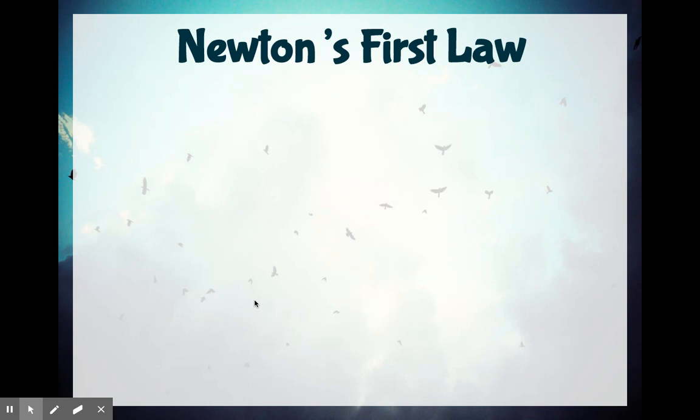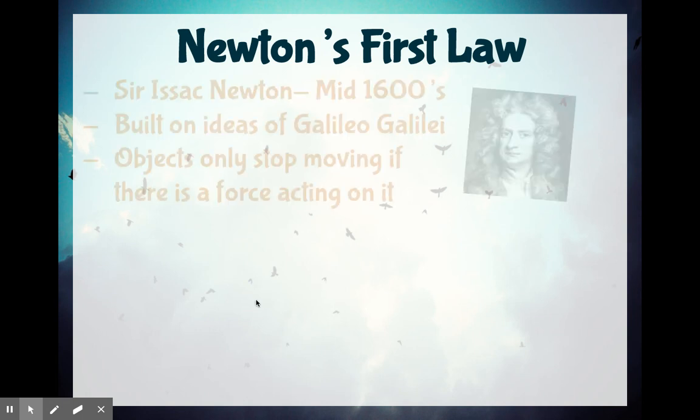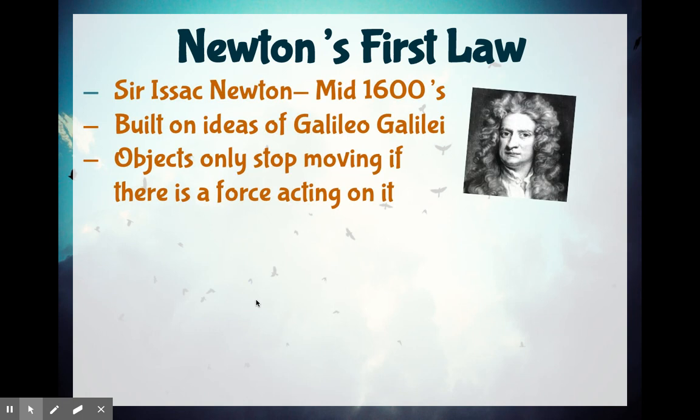So we're getting into Newton's first law of motion. This is on the back side of that, and please write down the laws of motion when we get there. First, I do have a little bit about Isaac Newton. Sir Isaac Newton lived in about the mid-1600s. He built on the ideas of Galileo Galilei, and he was looking at how objects only seem to stop moving if there's a force acting upon them.